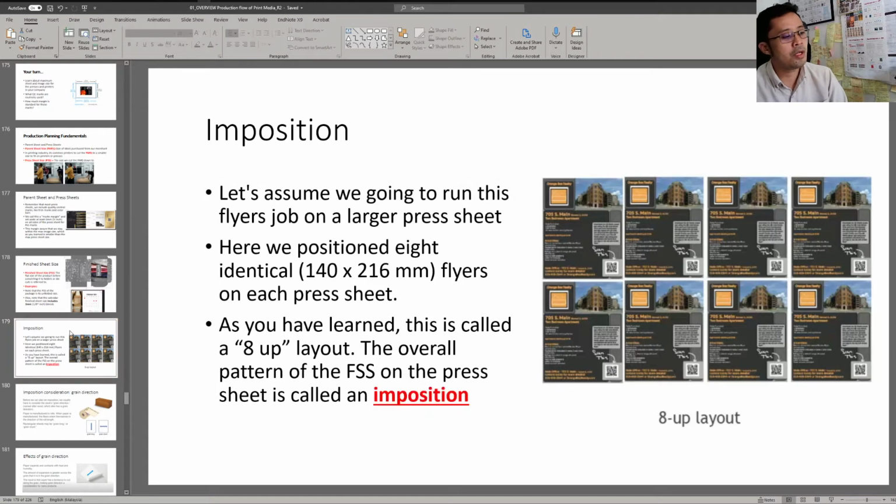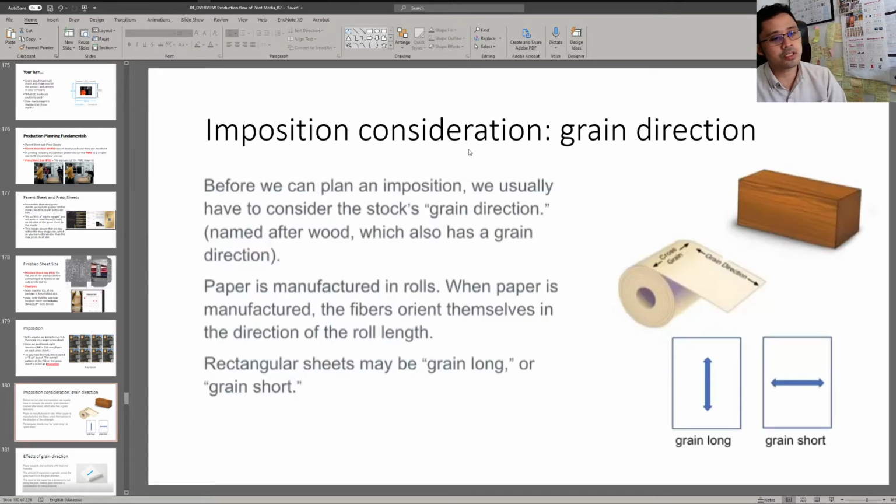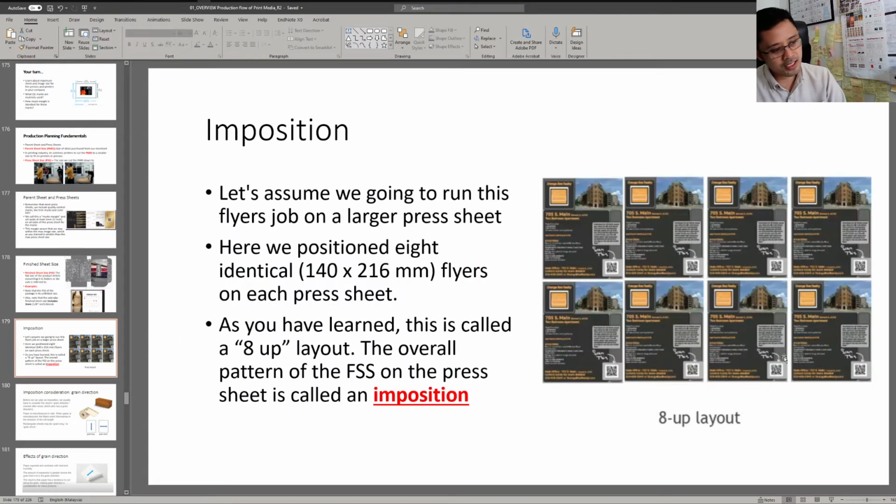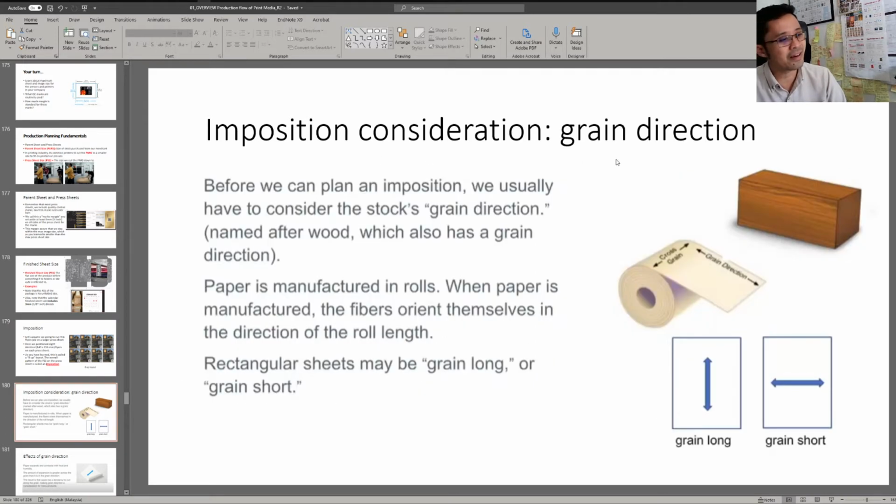Now, imposition. So when we talk about imposition, we need to talk about grain direction. This refers to paper, our substrate. Before we can plan an imposition, sebelum kita buat ni, we need to consider the grain direction. Before we can plan an imposition, we usually have to consider the stock grain direction. Grain direction. Okay? Grain long or grain short.